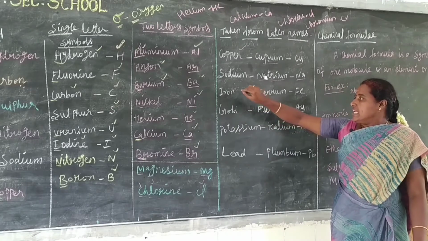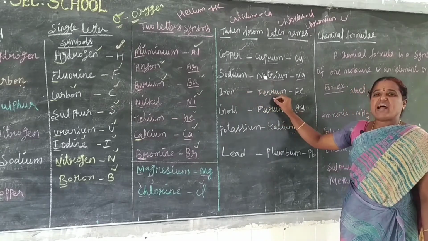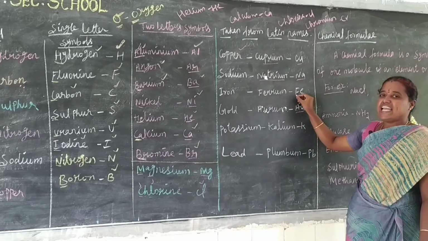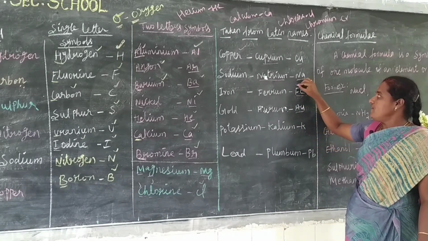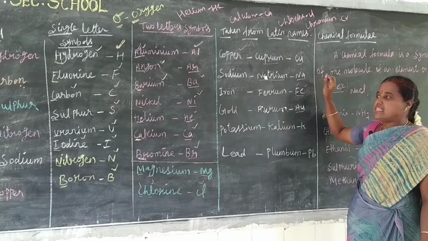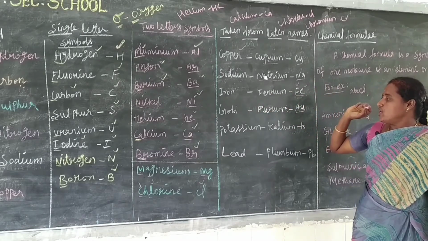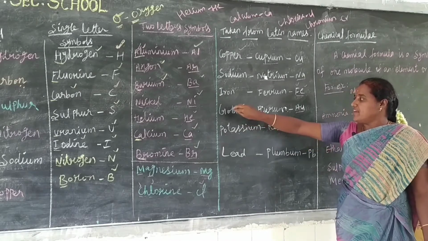Iron. The Latin name for iron is ferrum. The symbol for iron is Fe, capital F and small e.